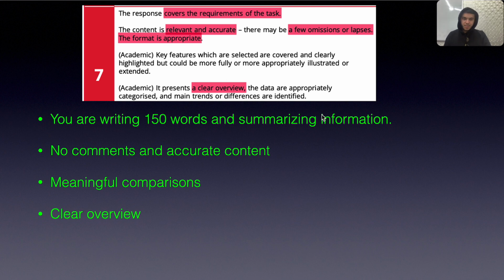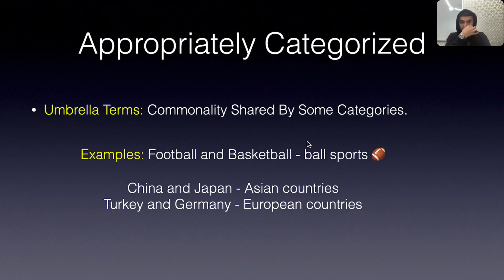So it's usually referring to your body paragraphs. You're appropriately categorizing your data in your body paragraphs. So let's look at some examples here. So you need to be familiar with the term umbrella terms. So umbrella terms refers to the commonality shared by some categories. And here are some examples.